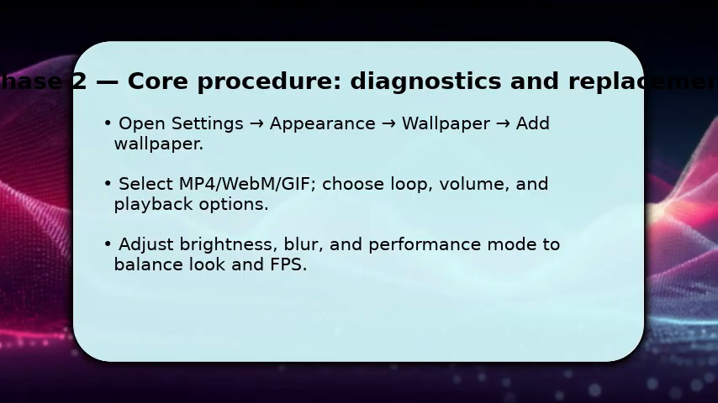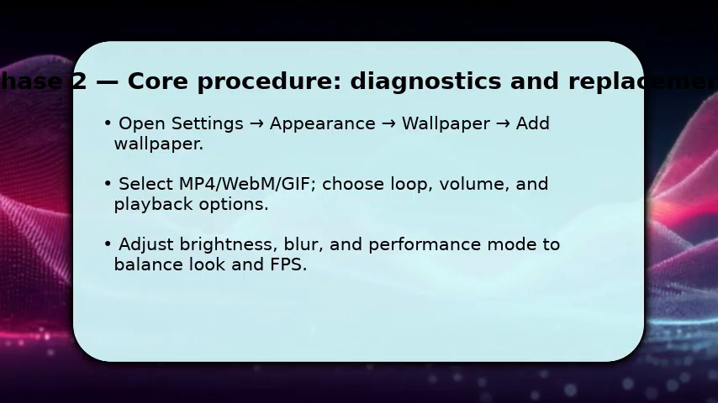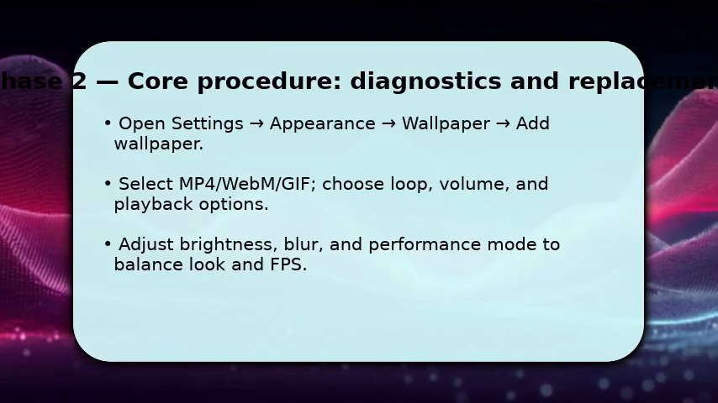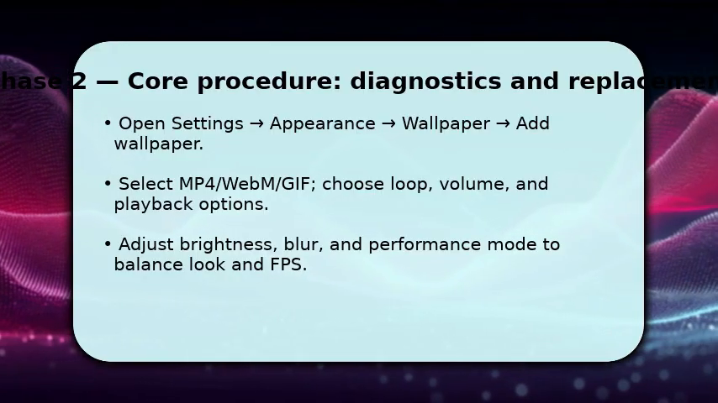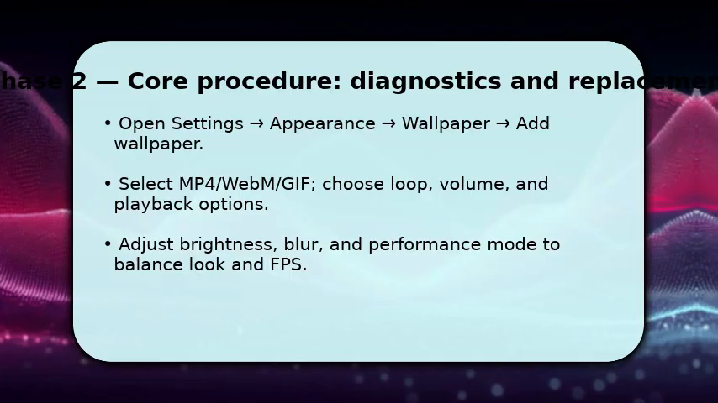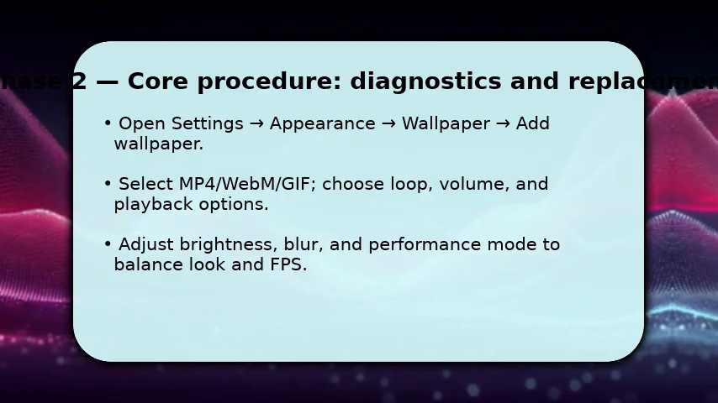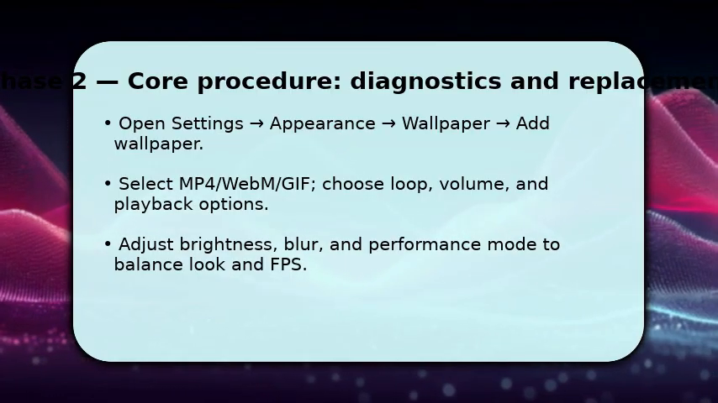You'll now add the animated file. Go to Appearance, choose Add Wallpaper, and pick your MP4, WebM, or GIF. Once selected, configure playback, set loop on for continuous motion, mute audio unless wanted, and choose playback quality.